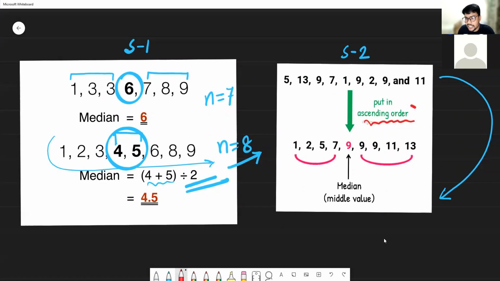Sometimes the students make mistakes here. This is the first word. You have to convert all data in ascending order or descending order. No problem. If you convert this data in descending order, it will also be right.